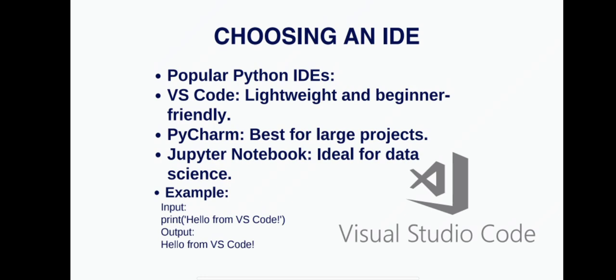Which tool should you use to write Python code? Python code can be written in many IDEs, or integrated development environments. Here are the best ones. VS Code, lightweight and beginner-friendly. PyCharm, best for large projects. Jupyter Notebook, perfect for data science.